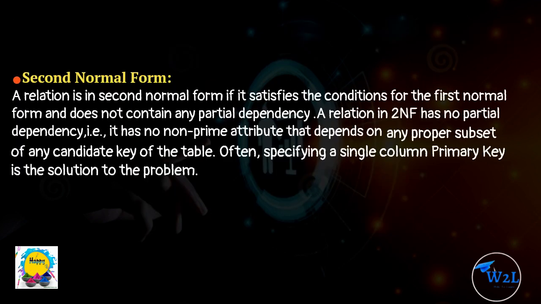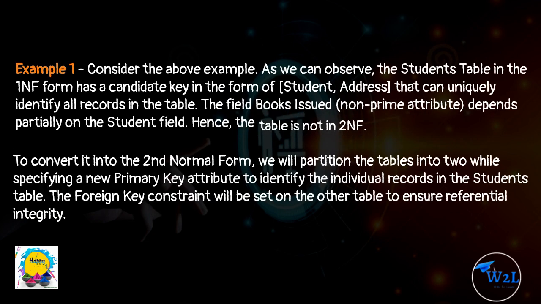Second normal form. A relation is in second normal form if it satisfies the conditions for the first normal form and does not contain any partial dependency. A relation in 2NF has no partial dependency, i.e., it has no non-prime attribute that depends on any proper subset of any candidate key of the table. Often, specifying a single column primary key is the solution to the problem. Examples. Example 1. Consider the above example.